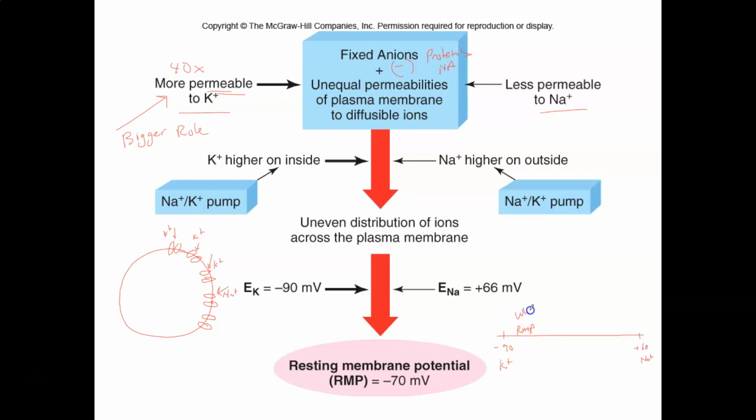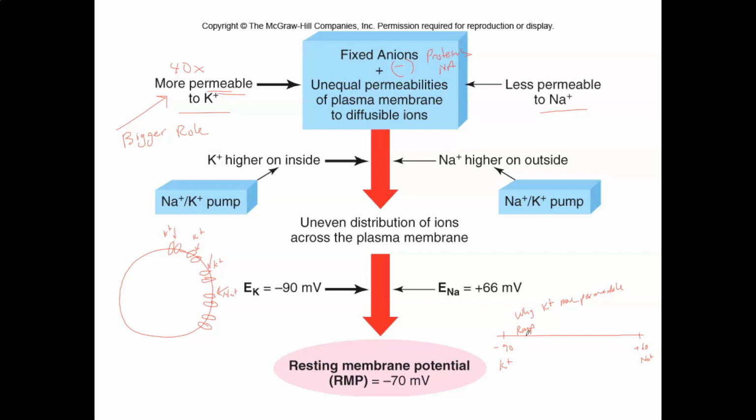Why is that? Potassium plays the bigger role, right? Potassium is more permeable. And if potassium is more permeable, then resting membrane potentials are affected more by the movement of potassium than they are sodium. So cells are permeable to both sodium and potassium. Both ions move according to their concentration gradients and their electrical attraction. Potassium leaks out of the cell, sodium leaks into the cell.